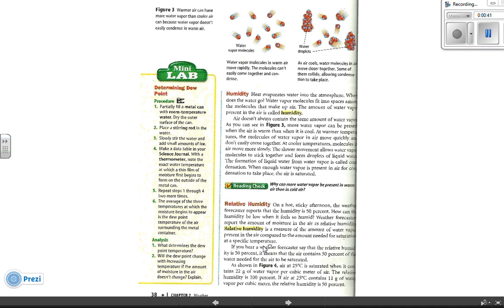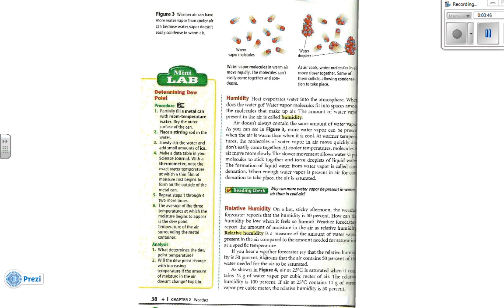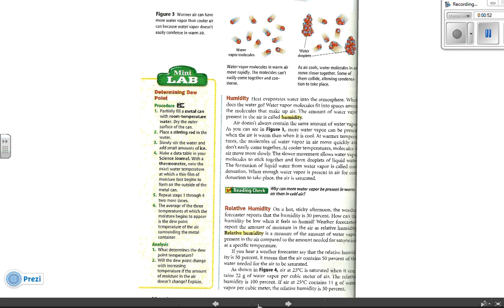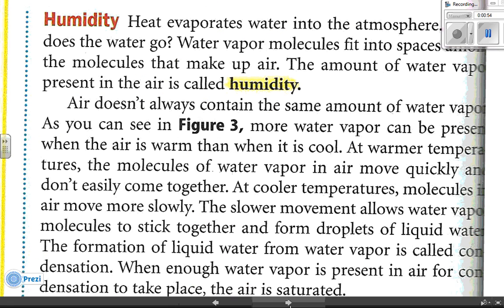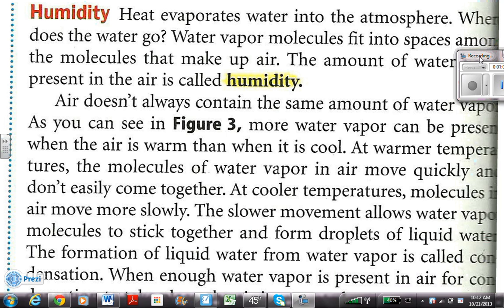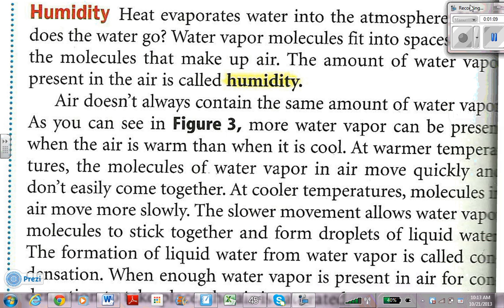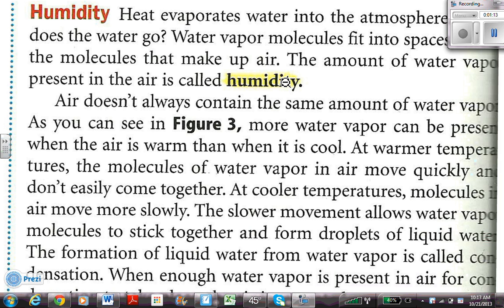All right, so you are on page 38 in your book. You have it open in front of you. We're going to read about humidity and then something that's a little more specific called relative humidity. Okay, we all know that heat evaporates water into the atmosphere. Where does the water go? Water vapor molecules fit into spaces among the molecules that make up air. The amount of water vapor present in the air is called humidity.